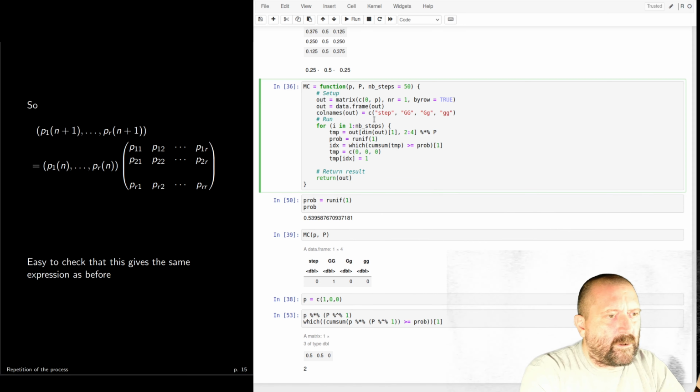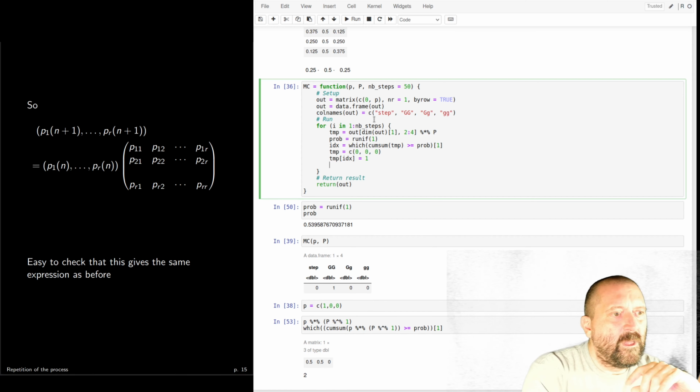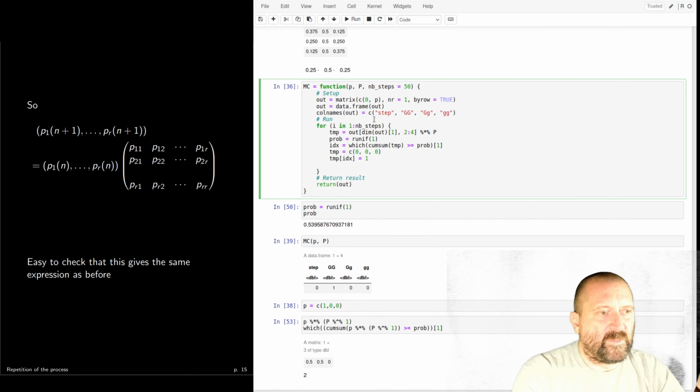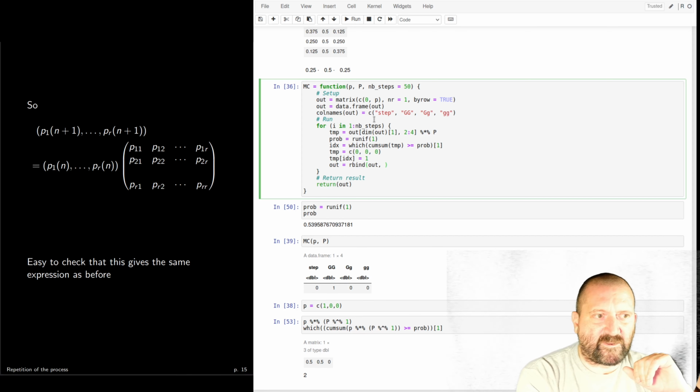For i, the number is in here, okay. And yes, of course, I will need to close this parentheses here. So now what I need to do is add to out. So it's rbind, to put a new row below the existing ones. And I'm going to put the matrix that we already have. And then what am I going to add?